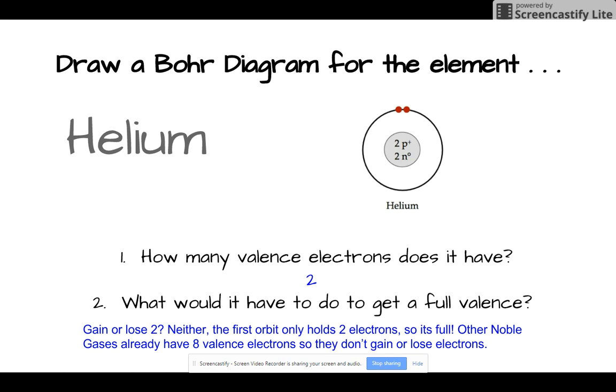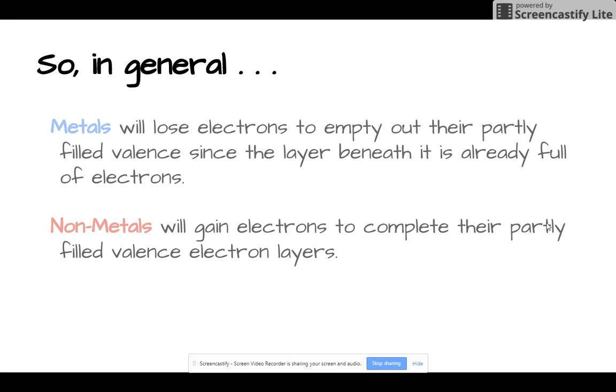They don't want to share. They're not giving any away. They're not bringing any in. They are done. They are full. So they tend to not form compounds with other things. We only see them as highly unreactive gases.